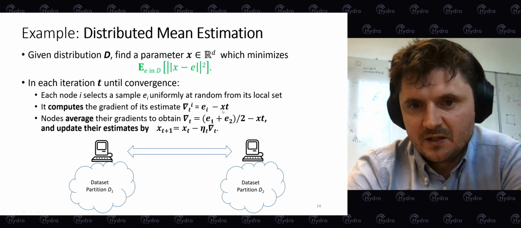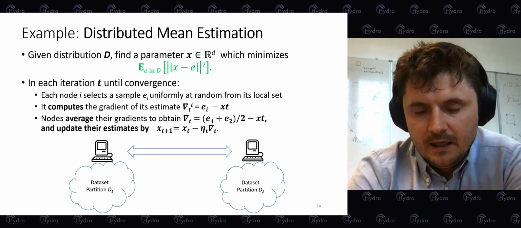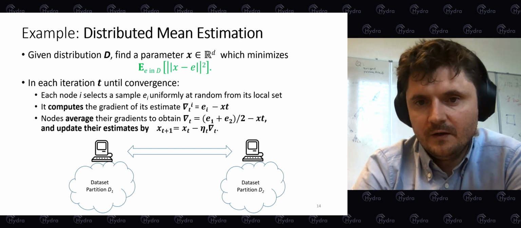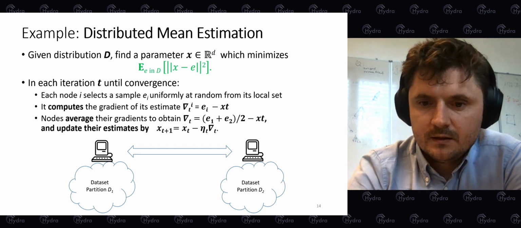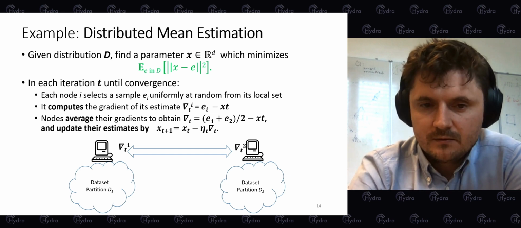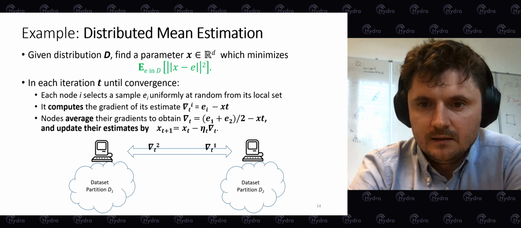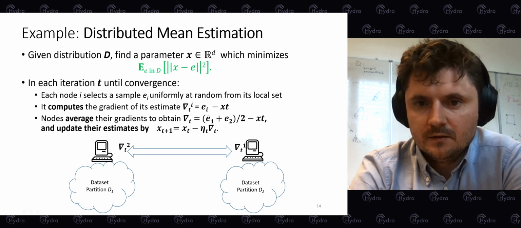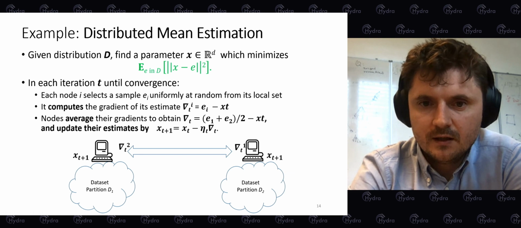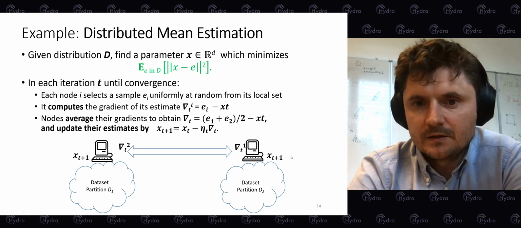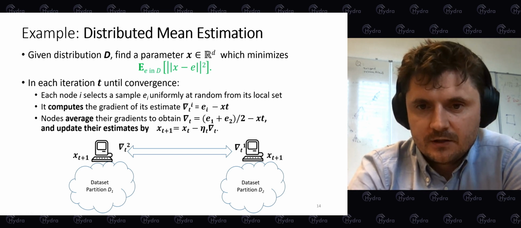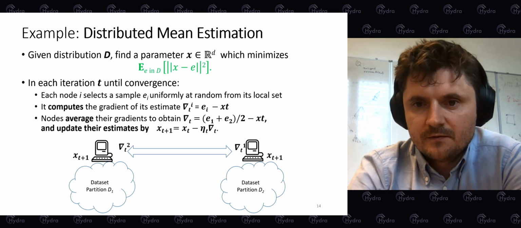So for mean estimation, this makes perfect sense. You select a random sample, compare it to your mean estimate, and see how close it is. Then the nodes each obtain their updates and exchange them, and they average them in order to obtain an average estimate of the gradient of their update. Then they update their estimates in order to obtain x_{t+1}. Okay, so this is the SGD algorithm instantiated onto this specific problem.